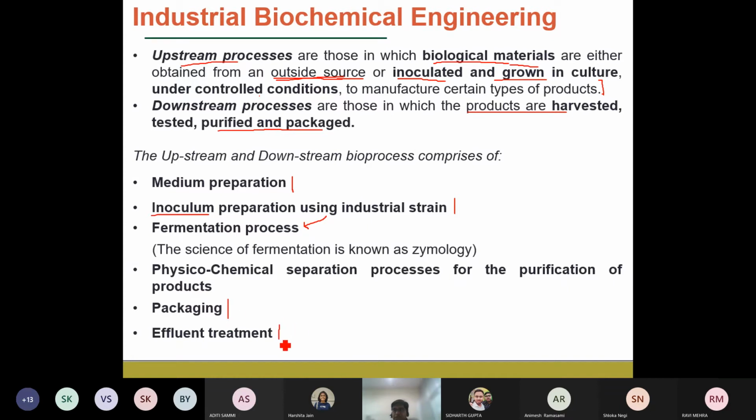As I told you, once you have separated out your desired product from the cells, your desired product is removed. Okay, but what about the other things? You have the cell debris. Then you have the other byproducts and other components that are present. So you need to carry out an effluent treatment. In industrial processes, a very high volume of such effluents is produced. So you need to carry out a proper treatment of that effluent before you dispose of it.